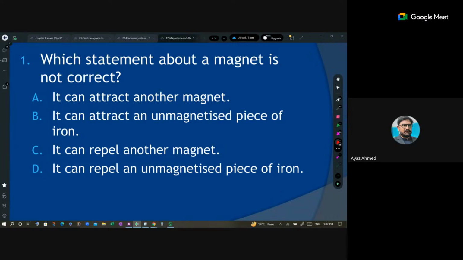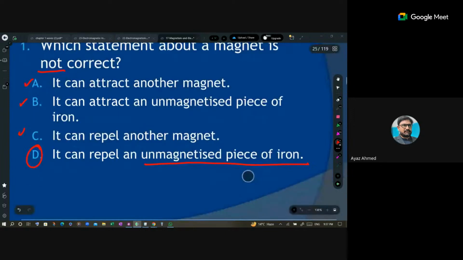Now we have started the past paper questions, I mean topical MCQs. Which statement about a magnet is not correct? It can attract another magnet, it can attract an unmagnetized piece of iron, it can repel another magnet, it can repel an unmagnetized piece of iron. Yes, D. An unmagnetized piece of iron cannot be repelled, it is only attracted. The others are possible.